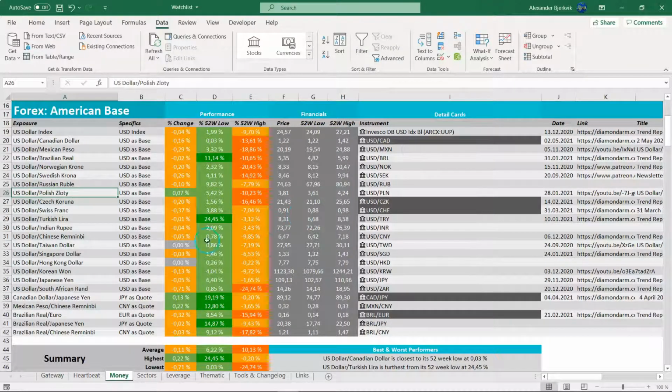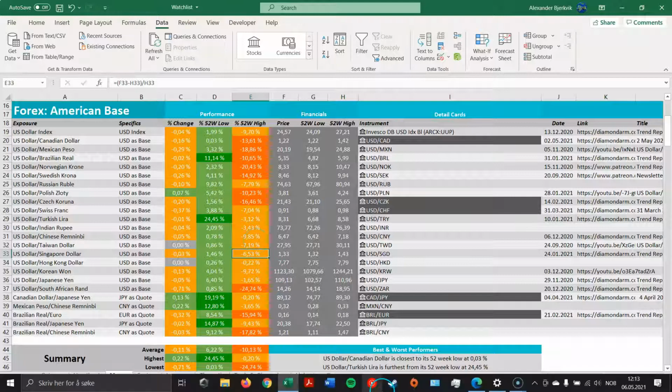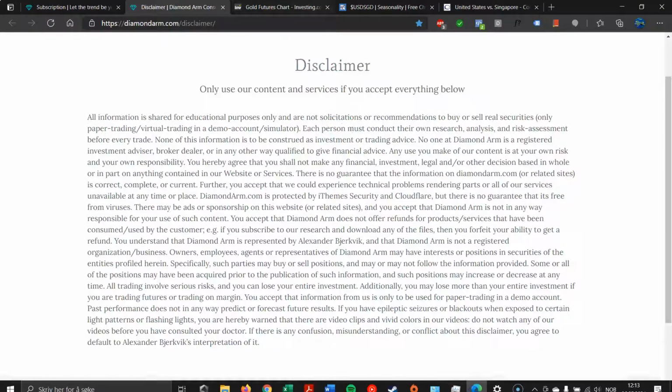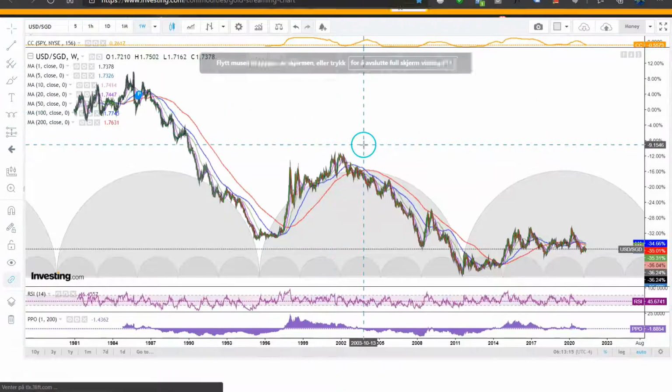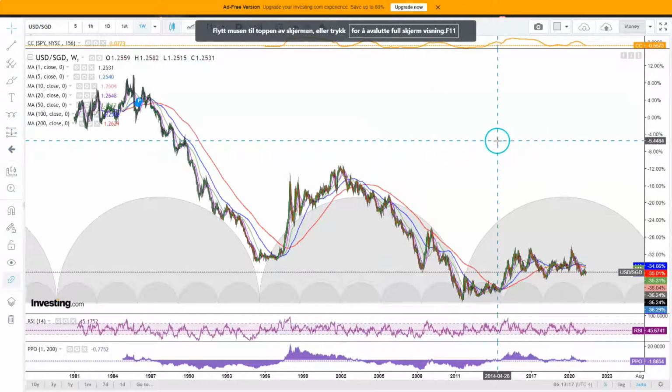Let's go here to Forex and look at the performance from the 52-week low. So 1.46%, basically pretty close to the lows. And we have fallen minus 6.5-ish% from the 52-week highs. If we go here and look at the charts, this is the giga picture.